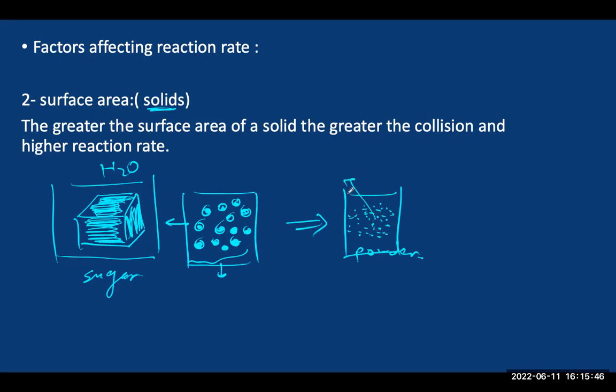So increasing the surface area will increase the area in contact with the other substance, which means we'll increase the number of collisions. And if we increase the number of collisions, we could have a higher rate of reaction. So if it's powder, it will have a higher surface area, and a higher surface area means a higher number of collisions and a higher rate of reaction.